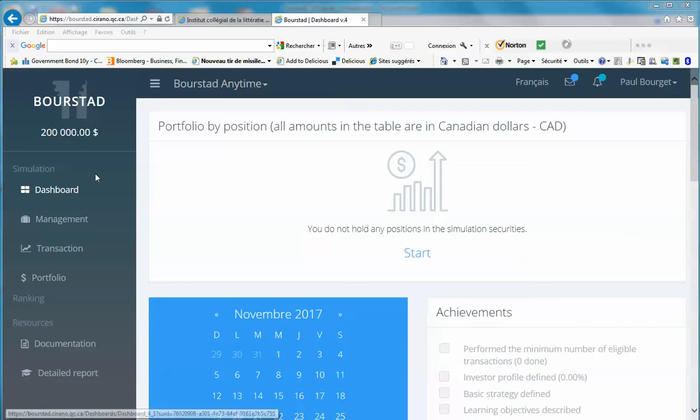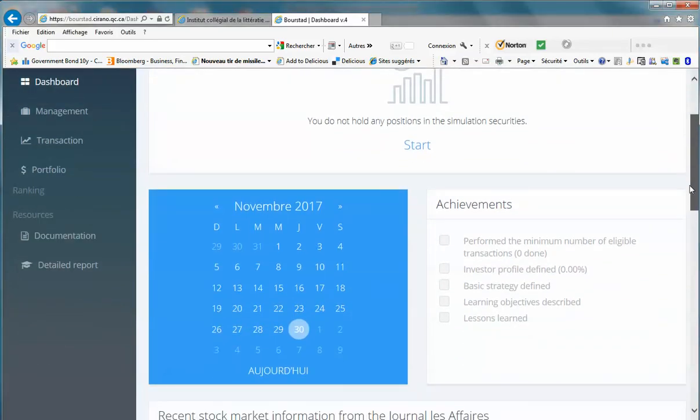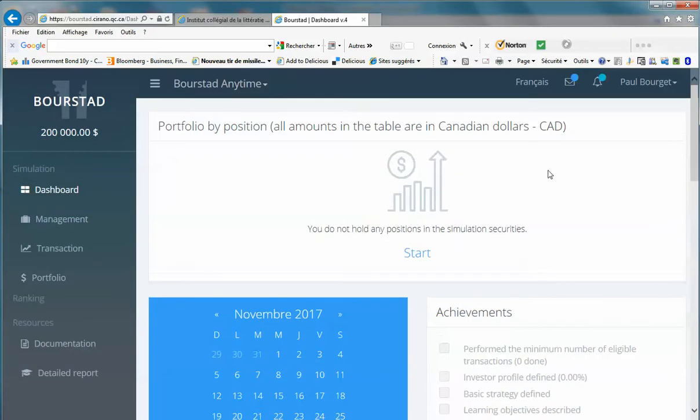We see on the left of the screen the participant's menu. First, we have the dashboard, which is the default display of the application. Normally, we would see here all our positions and the gains or losses made on these positions, but since no transactions were made, this table is empty. We also have other information like what has been achieved by the participant up to now.